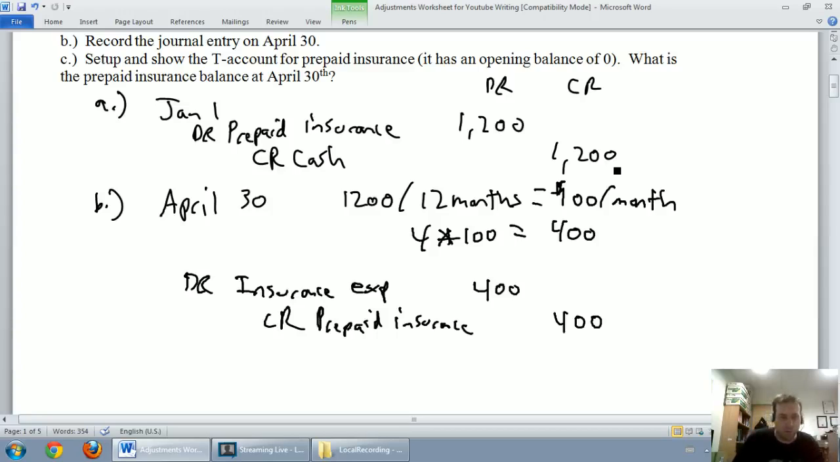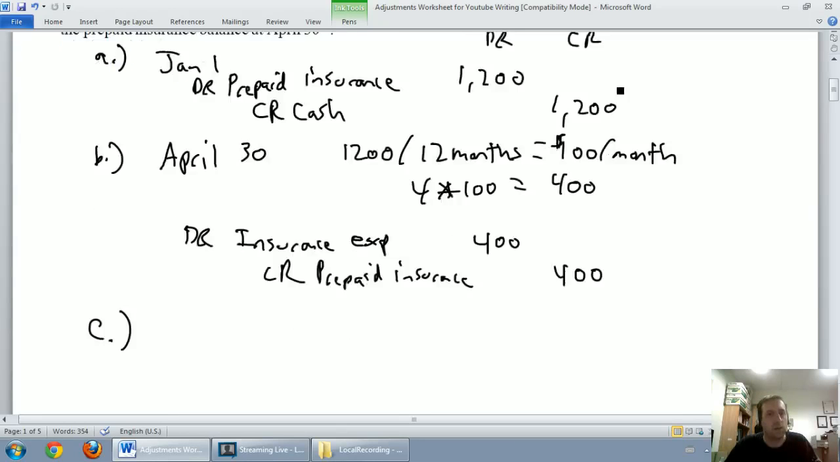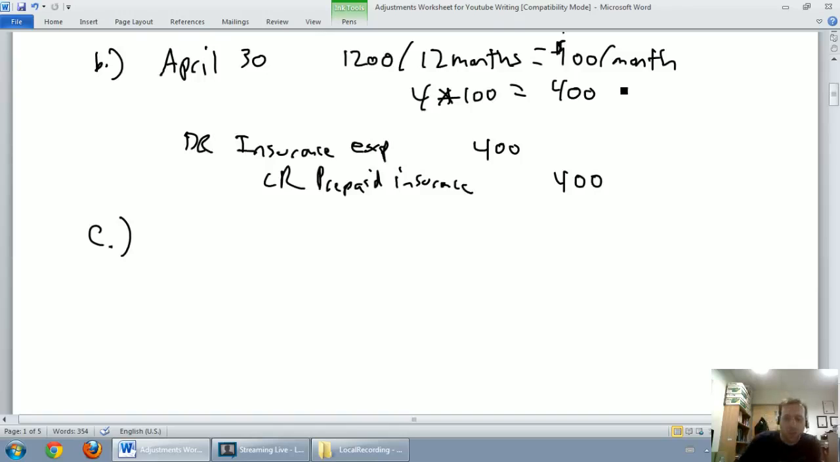Let's just wrap this problem up by doing part C. C says, set up and show the T account for prepaid insurance. It has an opening balance of 0. What's the balance on April 30th? Basically, they're saying, how much insurance do we have left on April 30th? We can do this a lot of ways, but I'll do it the way they've suggested. So here's a T account for prepaid insurance. Again, a T account is just a T with the name of the account on top.